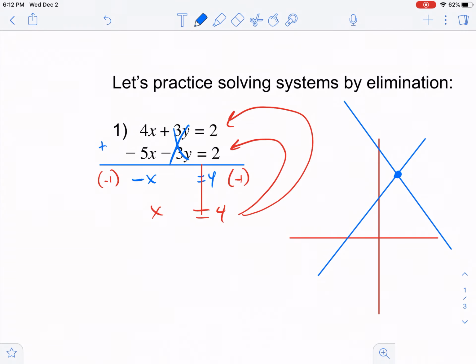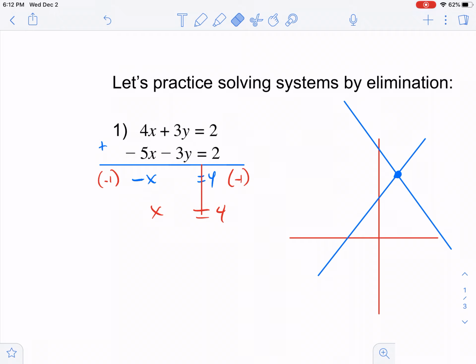It basically means that they share a very specific coordinate. So whatever the coordinate is, that means that the x and the y of that coordinate are going to be equal. So it doesn't matter if I plug it into the first equation or the second equation, I'm going to get the same answer. So I have x equals 4. Let's use the first one right here, the 4x plus 3y equals 2.